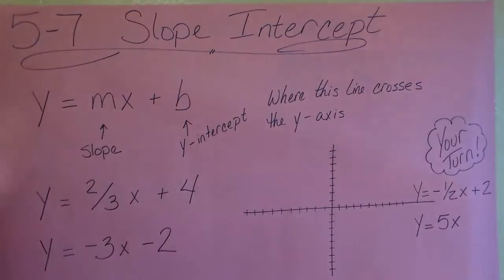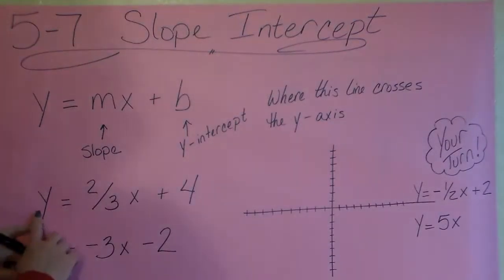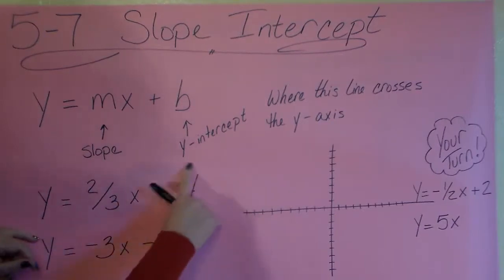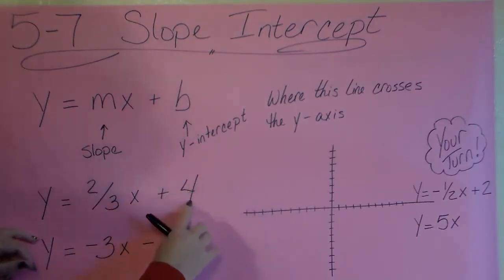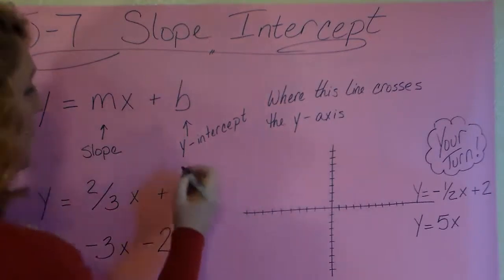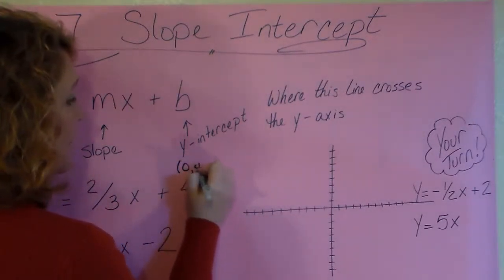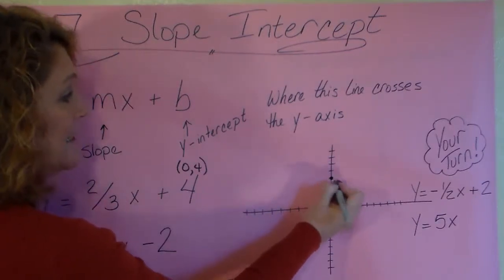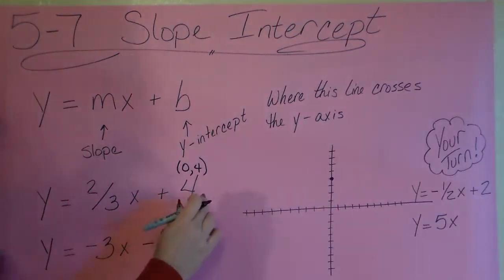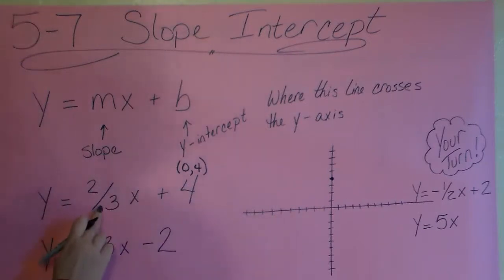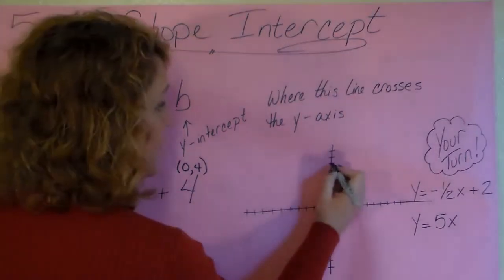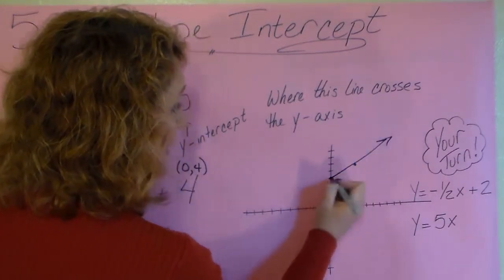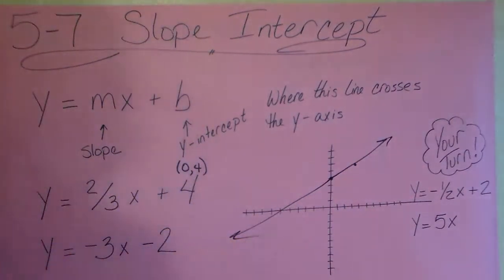For example, let's say I've got the equation y equals 2/3 x plus 4. This is my slope. This is my y-intercept. I can start here. I'm going to go to the point (0, 4). 1, 2, 3, 4. It crosses the y-axis at 4. And then I'm going to use my slope, up 2/3. Poof. I can draw my line just like that.